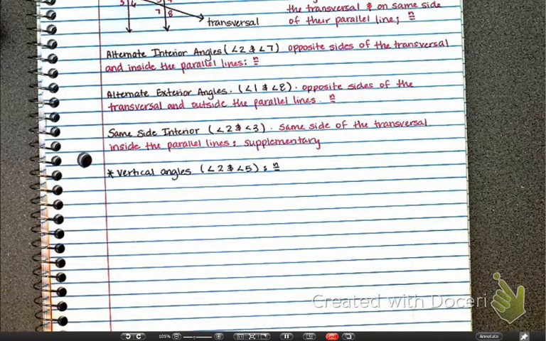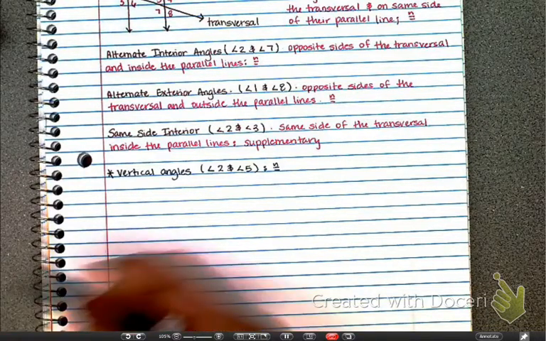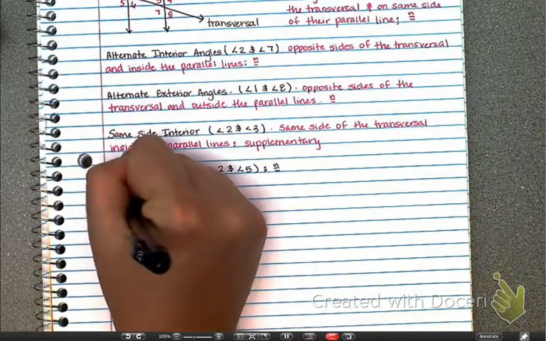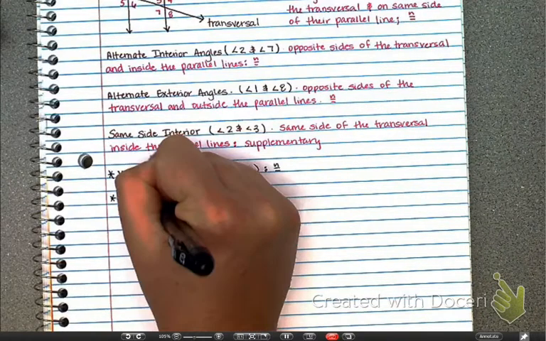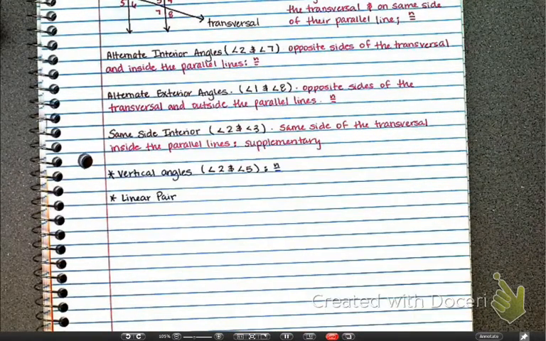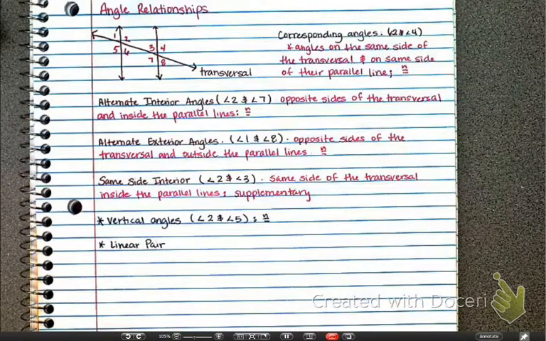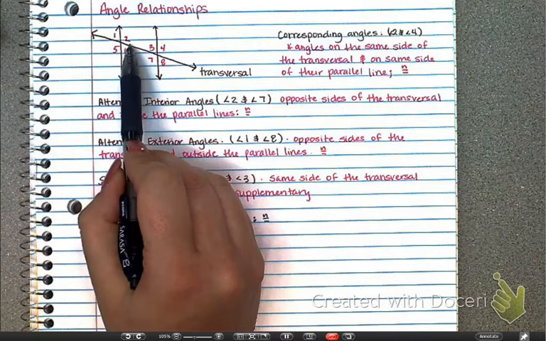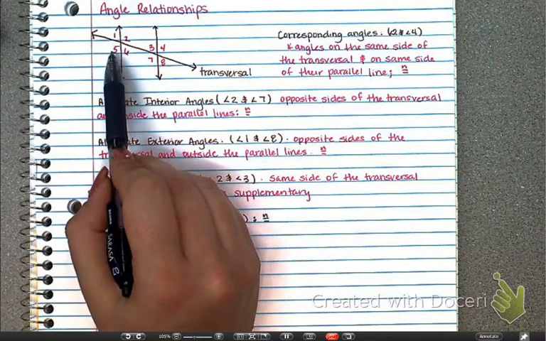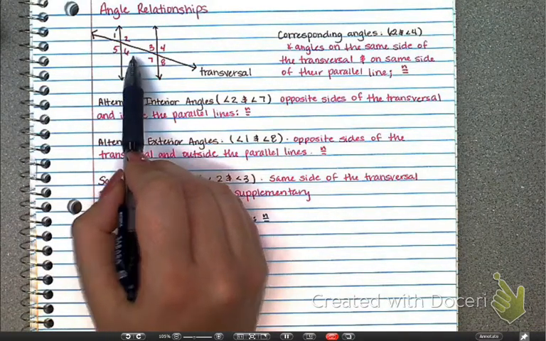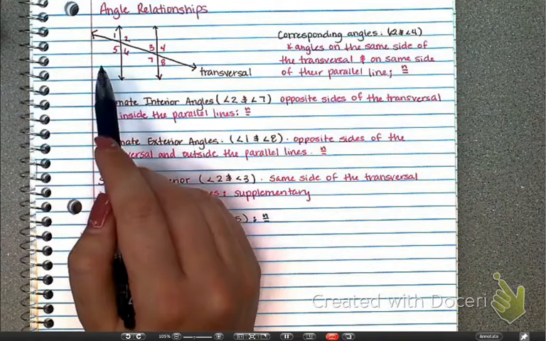And then someone said, I think it was Natalie, said linear. So we're going to call them a linear pair. What would be an example of a linear pair? 1 and 2. Okay, so for it to be a linear pair, it's on the same straight line and they are right next to each other. So 1 and 2, 1 and 5, 6 and 2, 5 and 6. They're right next to each other on a straight line.